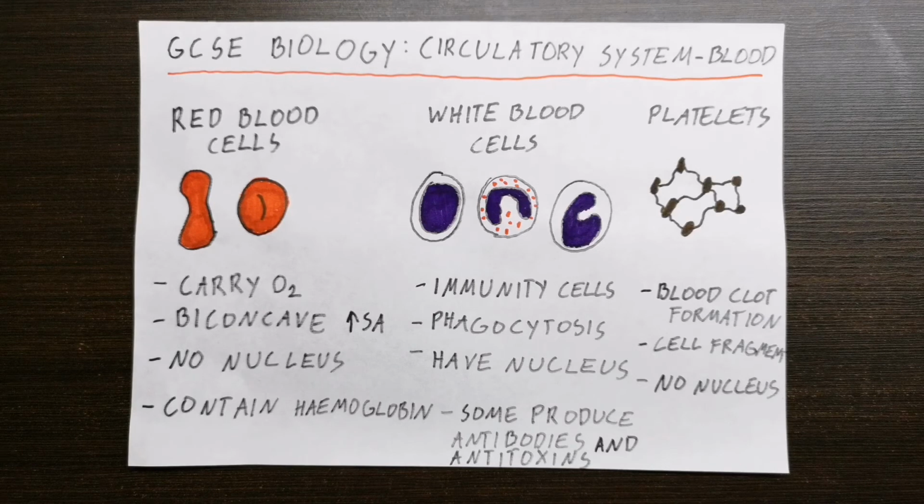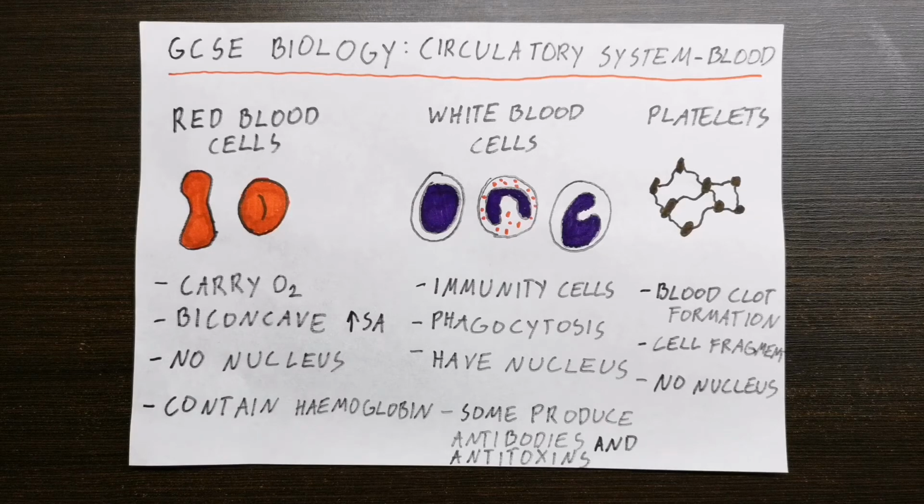And platelets actually are very tiny, because in fact they are not considered complete cells. They are actually considered to be cell fragments. And because they are cell fragments, they have no nucleus.